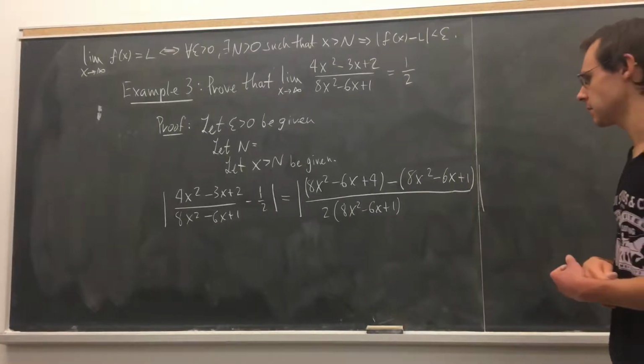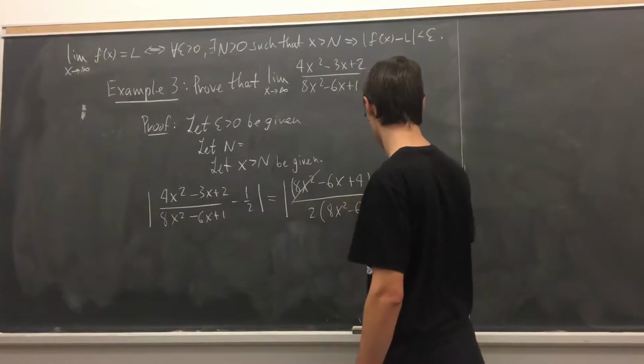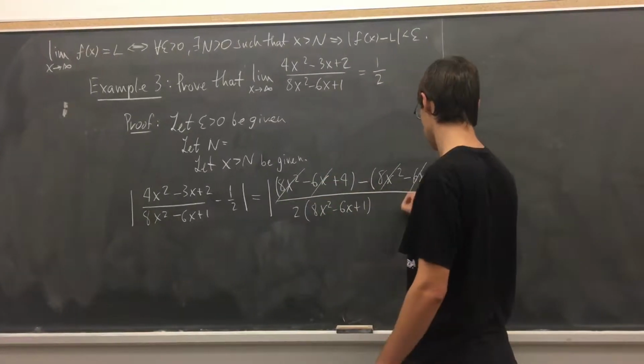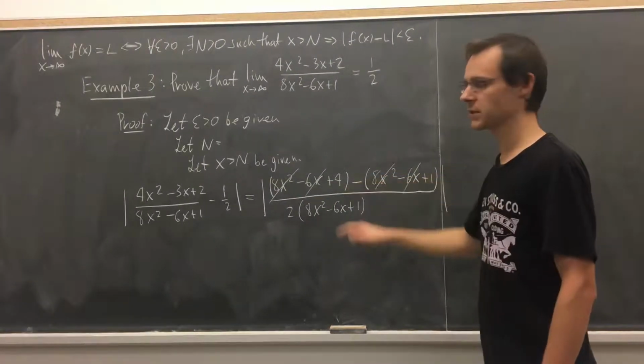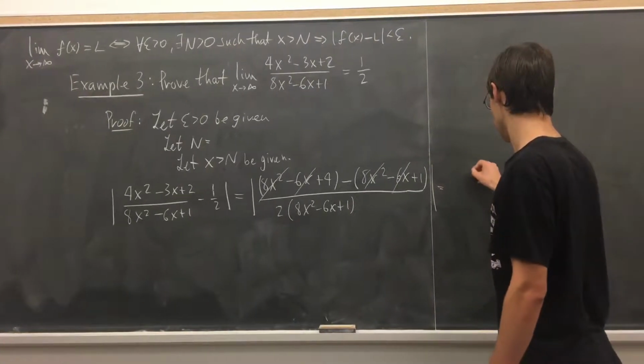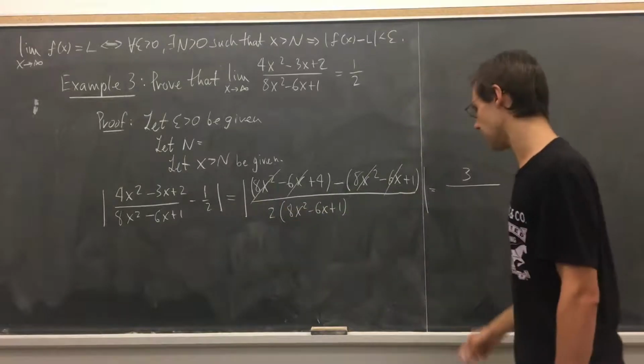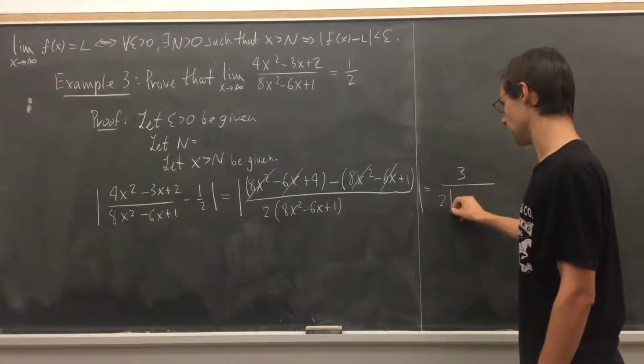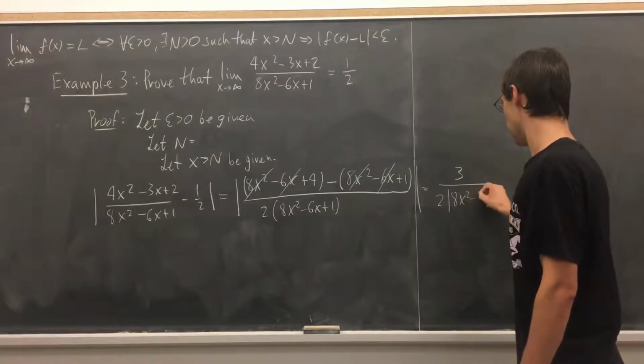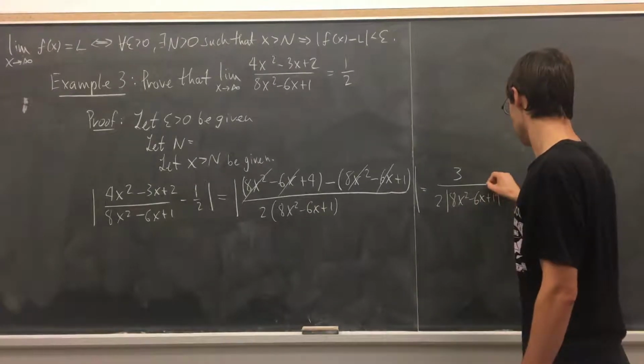And now some stuff from the numerator cancels out. The 8x squareds cancel out. The 6x's cancel out. And what we just have is 3, okay? So the numerator is going to be 3. We might as well drop the abs value. We can pull the 2 out of the abs value in the denominator. So we have 2 out here, and then 8x squared minus 6x plus 1, okay?